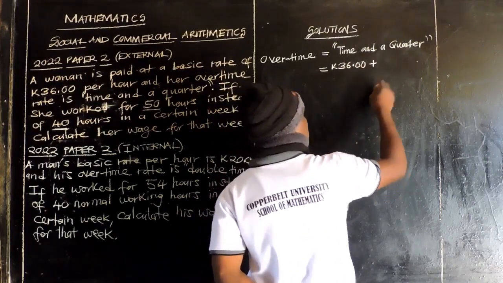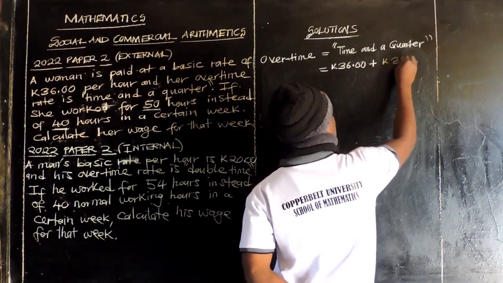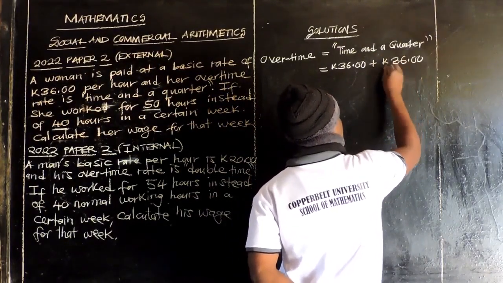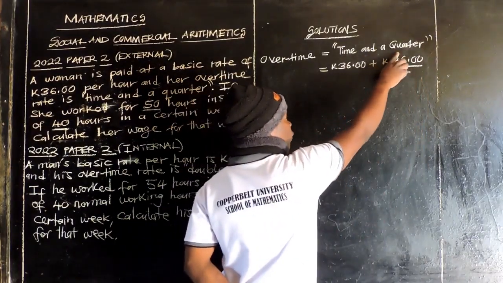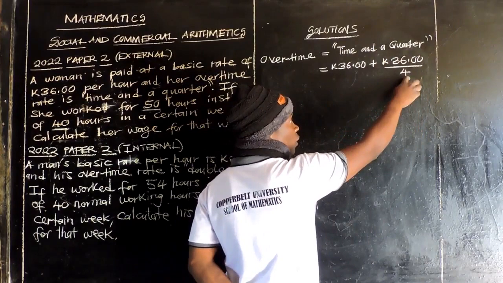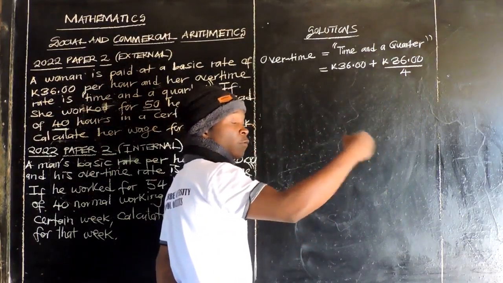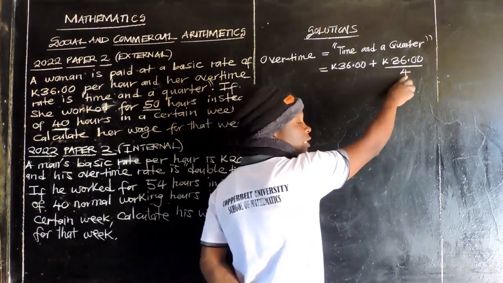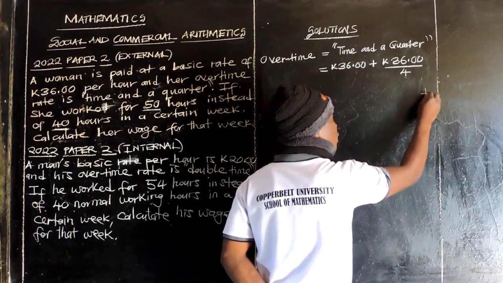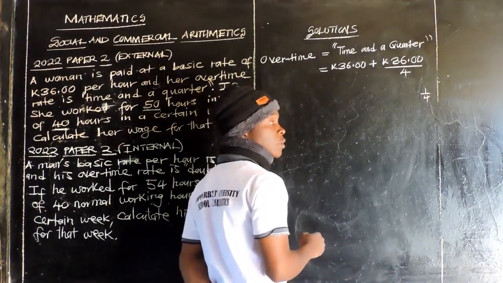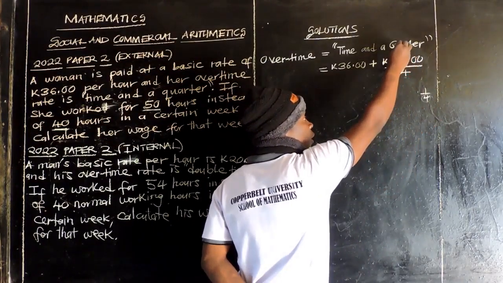So quarter of 36, we just say 36 divided by 4. But if they said time and a half, we could have said 36 divided by 2. Because for us to find half of 36, we just divide by 2. For us to find the quarter of 36, we divide by 4. Because we know a quarter is 1 over 4. So no wonder I'm dividing by 4, because they're saying quarter. But if it was the half, we could have divided by 2.